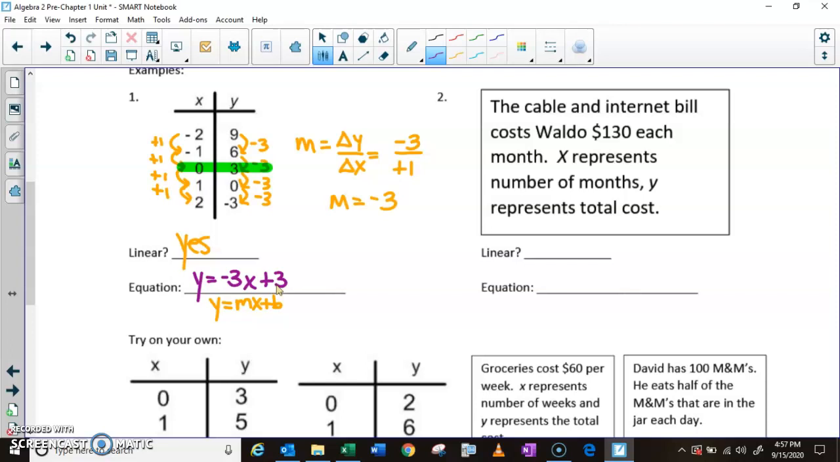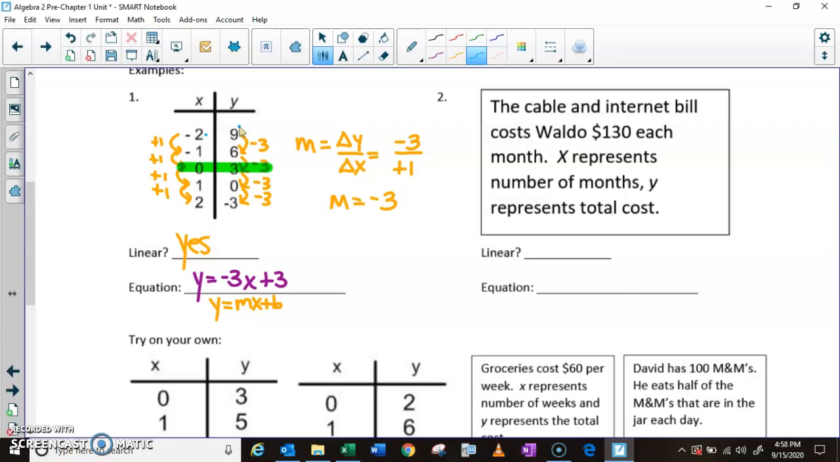Now we can go back and easily check our equation. We can substitute in any of our x values in place of x and evaluate that expression and get our y value. So for example, if I choose the first point up here, -2, I could substitute in -3 times -2 and get 6 plus 3, and that gives me the 9. So I know that that point is definitely a point on that line, so I know I found the correct equation.